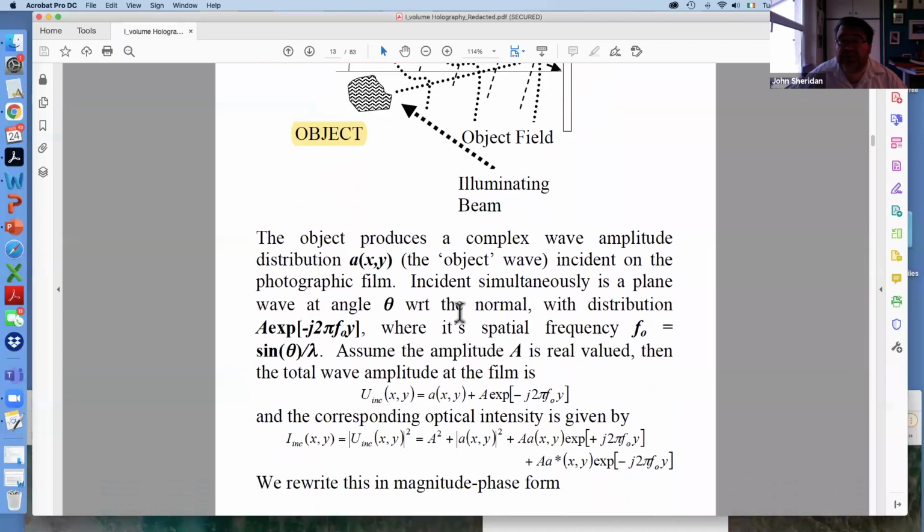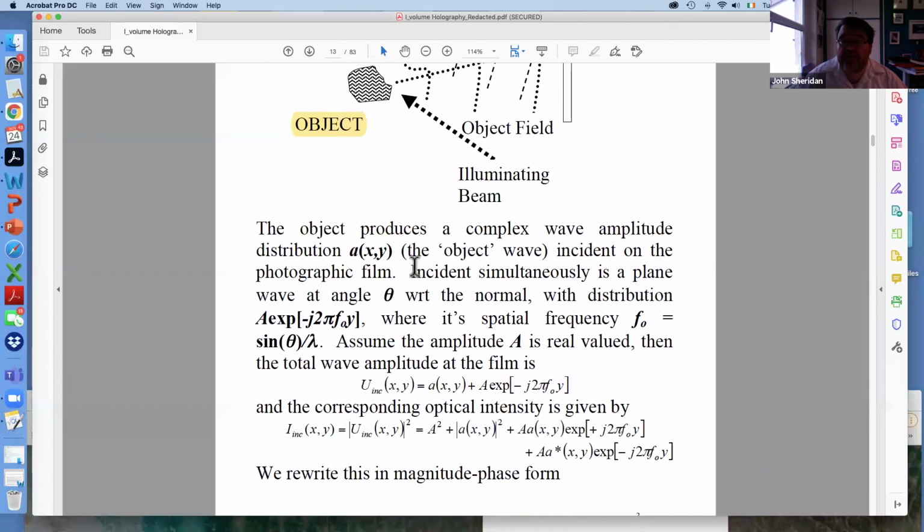The object produces a complex wave field distribution, A of xy. This is the object wave. It's incident on the photographic film, the medium. Incident simultaneously is a plane wave at an angle theta with respect to the normal, and that's going to have a distribution which looks like this. So here we can see we've got a plane wave with a constant amplitude. So this here is a constant amplitude plane wave.